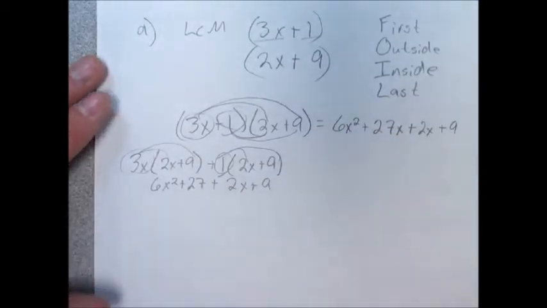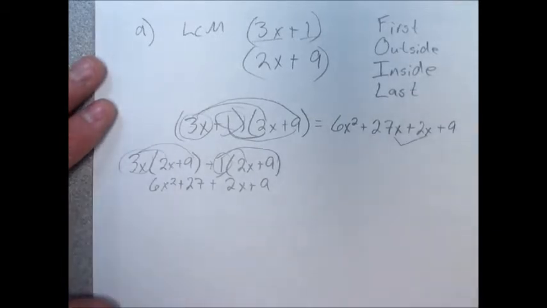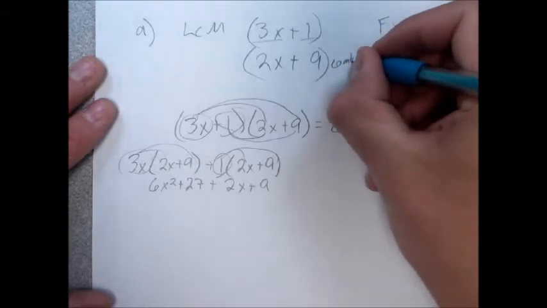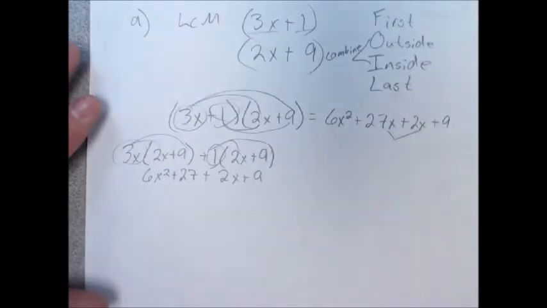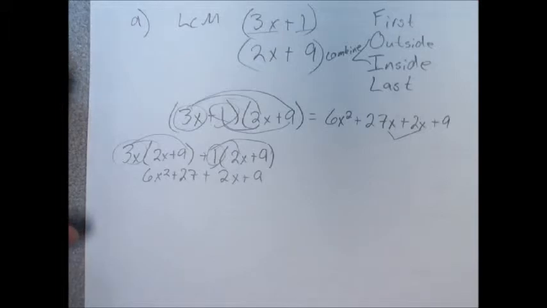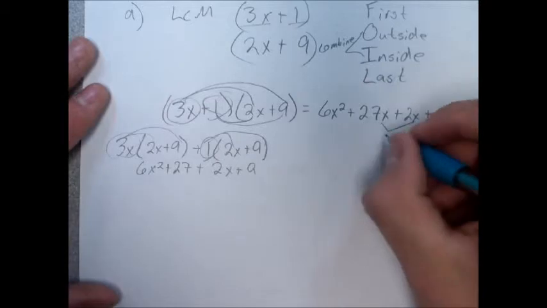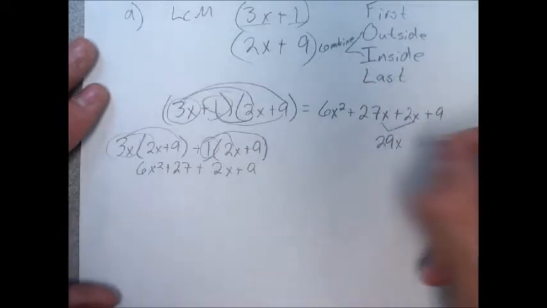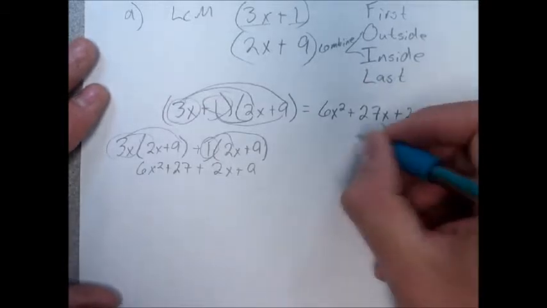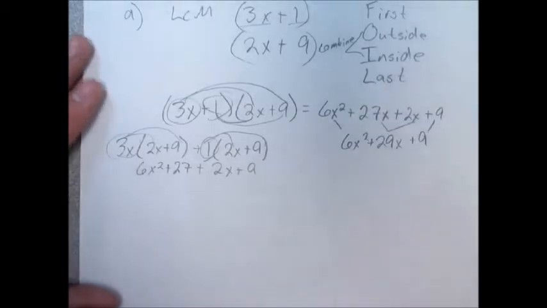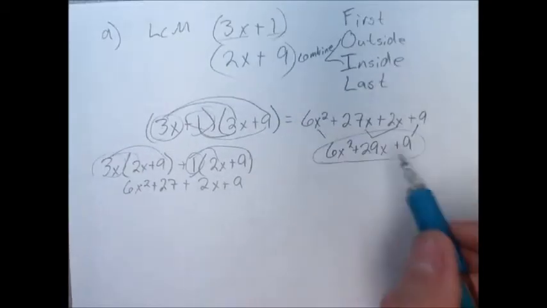Okay, and then I combine like terms. My like terms are the things that are in the middle. The O and the I always get combined because they are always the same. I can't think of a single binomial where they weren't, at least in my examples. So 27 and 2 make 29 because they're both positive. They have the last name x, so I'm going to leave it that way. And I'm just dragging the rest of this stuff down. 6x squared plus 29x, and this is my final answer right there.